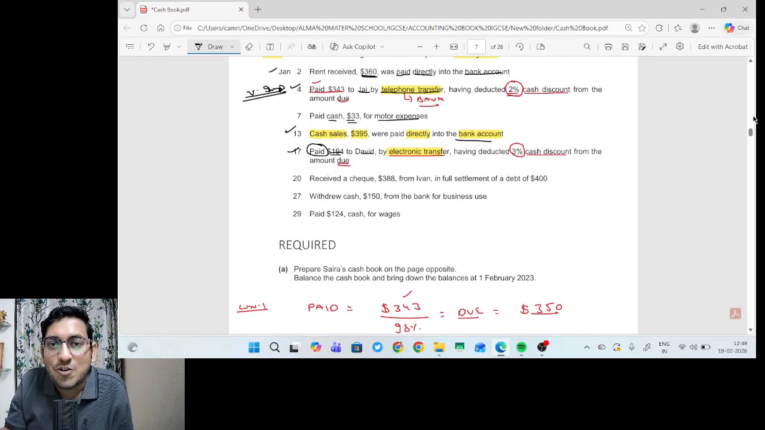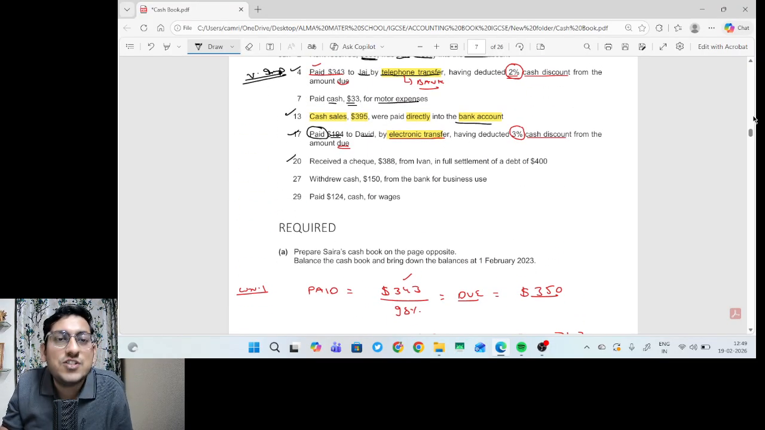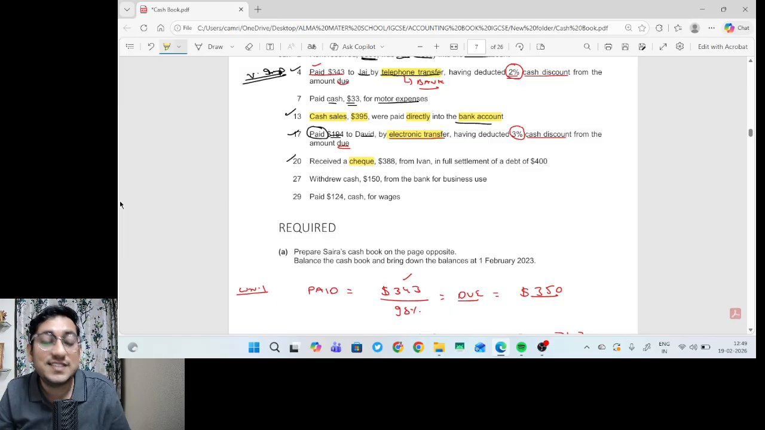Right? Now, entry on January 20. We are now receiving the money and we are receiving it through cheque. Now, a cheque is also a negotiable instrument through which money will be received in the bank account, right? So money will be received in the bank account. So this is the third point of banking transaction, received through cheque. And we have received $388 from Ivan in full settlement of a debt of 400.